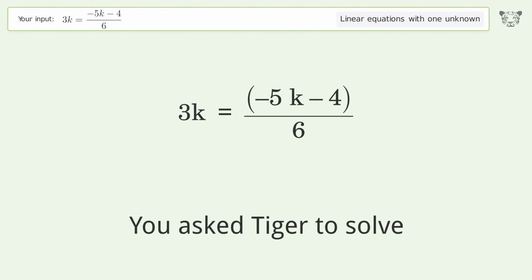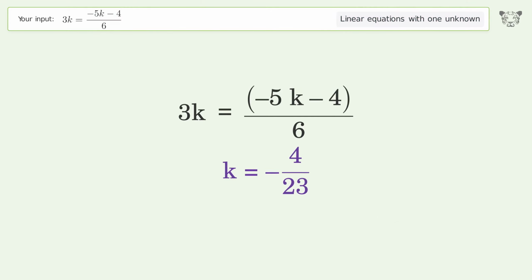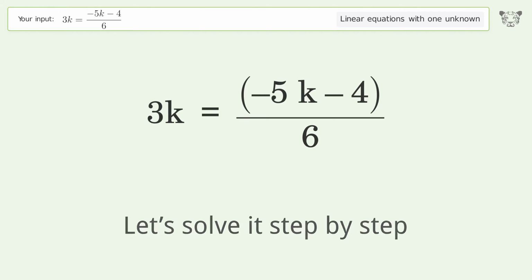You ask Tiger to solve this. This deals with linear equations with one unknown. The final result is k equals -4/23. Let's solve it step by step.